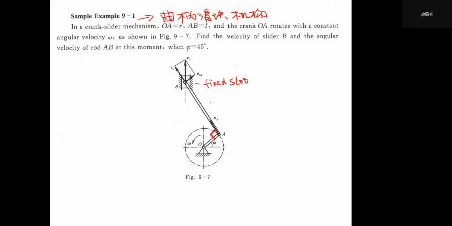And the length of AB is L. And crank OA rotates with the constant angular velocity omega, also in the CCW direction, right? As shown in this figure, find the velocity of slider B. Find the velocity of the slider B.